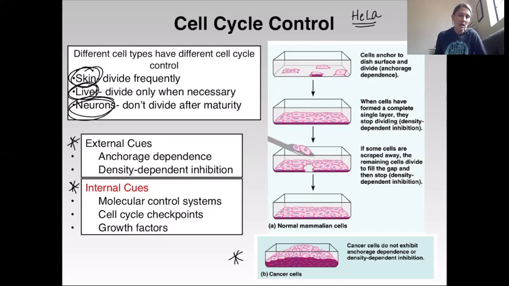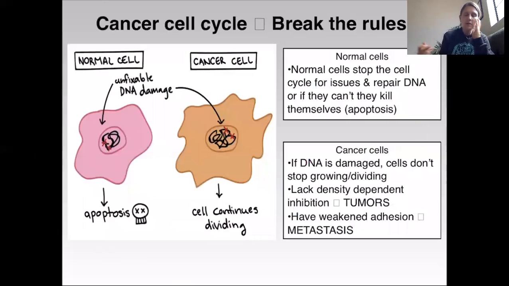However, we know that cancer cells do different things than normal cells, and cancer cells basically break all of the rules. They don't need a surface to grow on, which can result in metastasis, when cancer cells go away and go to other body parts. They can also form on top of each other, and that can create a tumor. So if these external cues are not followed, then you can result in cancer. Cancer cells basically break all of the rules, all right?